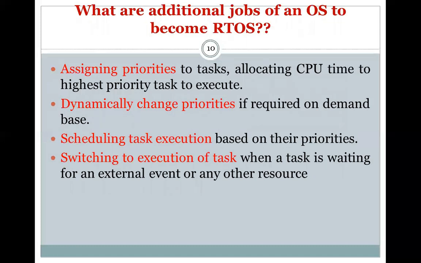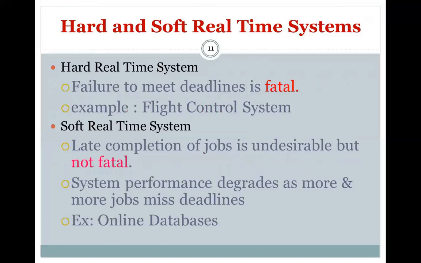What are the additional jobs that an OS should do under RTOS? The additional responsibilities are assigning priorities to the tasks, allocating CPU time to the highest priority task to execute, dynamically changing priorities if required on demand, scheduling task execution based on their priorities, and switching execution to another task when a task is waiting for an external event or any other resource.